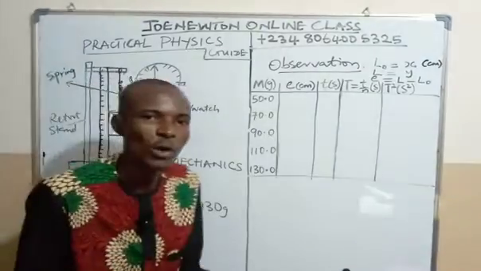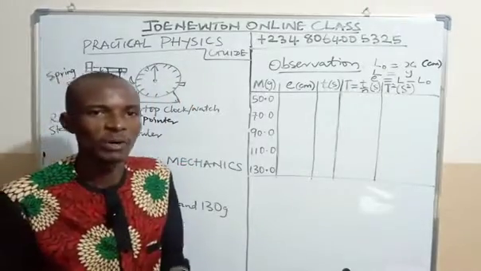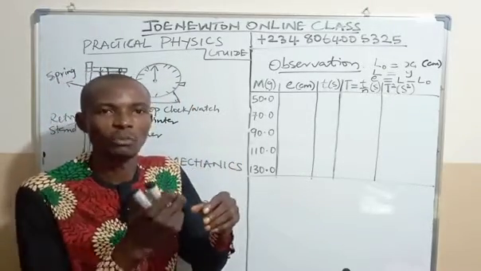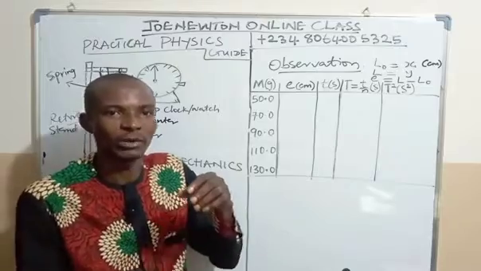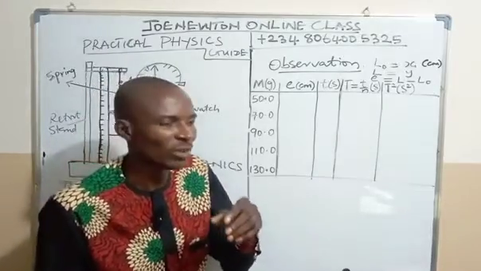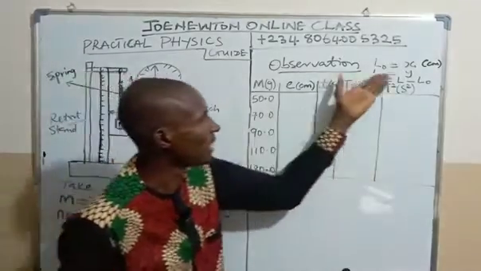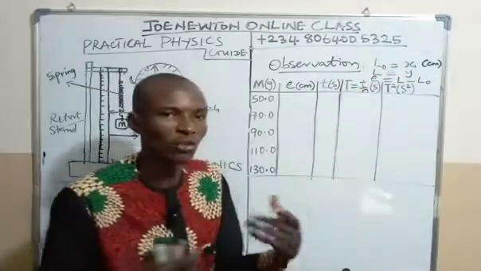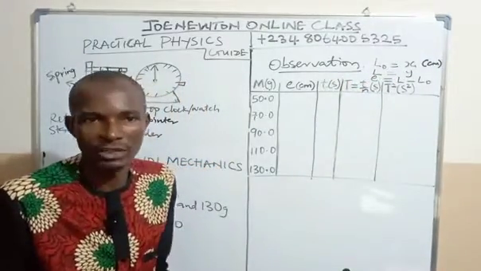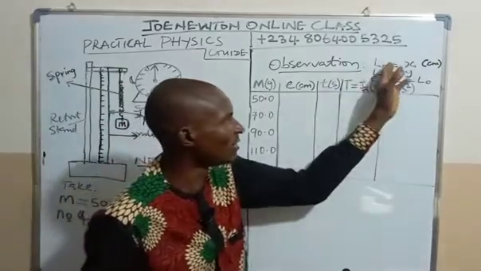Of course, when you load the spring, because the spring is elastic, the spring will extend, the length will increase. So as the length increases, you have a new length. I call it L. In a question, it could be labeled L1 or any other thing. I call it L, while the original length is L0.